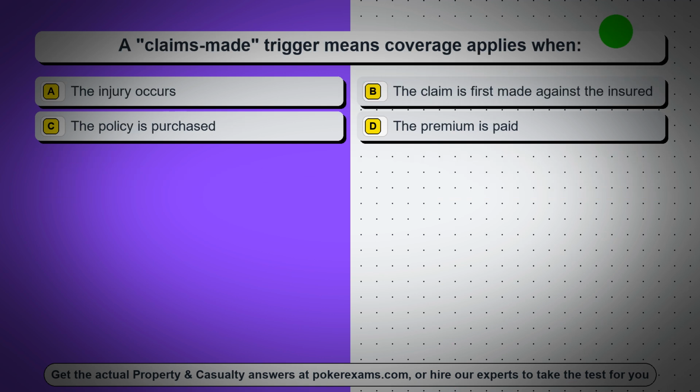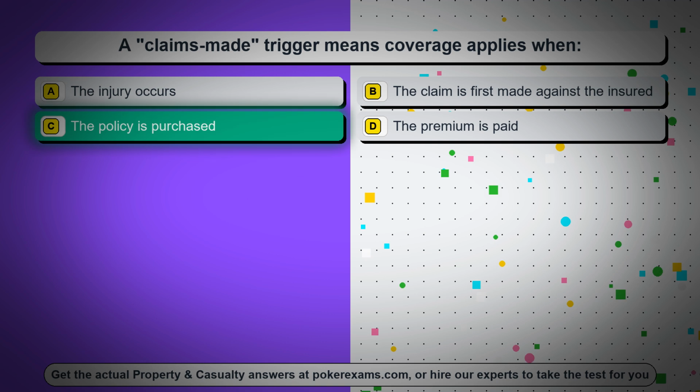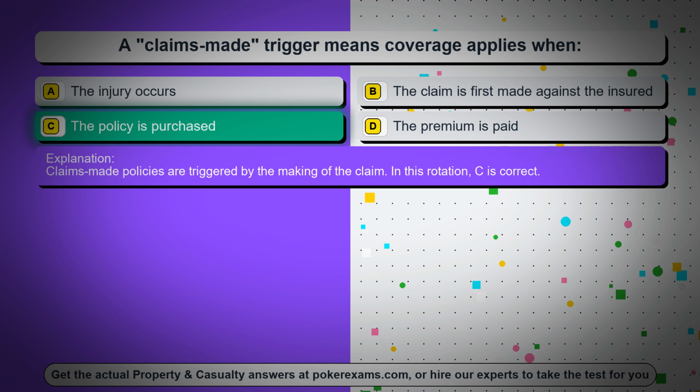Question 3. A claims-made trigger means coverage applies when: Option A, The injury occurs. Option B, The claim is first made against the insured. Option C, The policy is purchased. Option D, The premium is paid. The correct answer is option C. The policy is purchased. Claims-made policies are triggered by the making of the claim. In this rotation, C is correct.